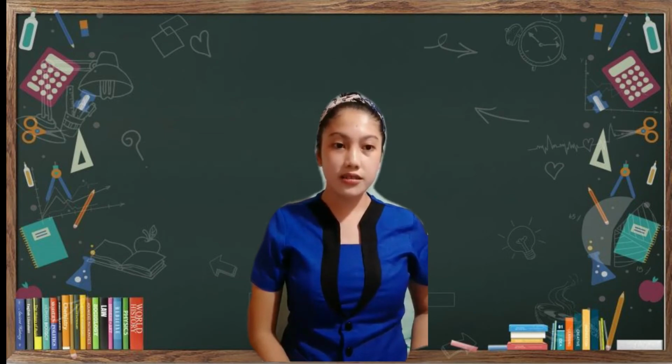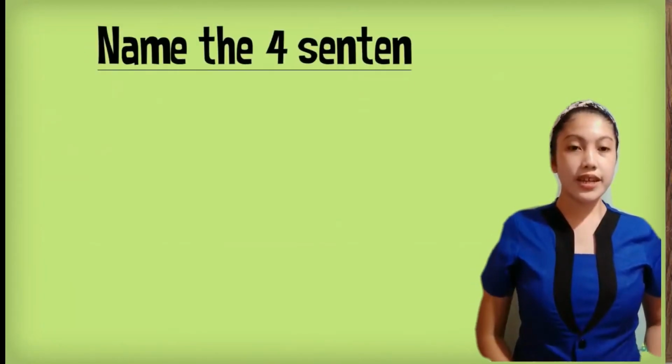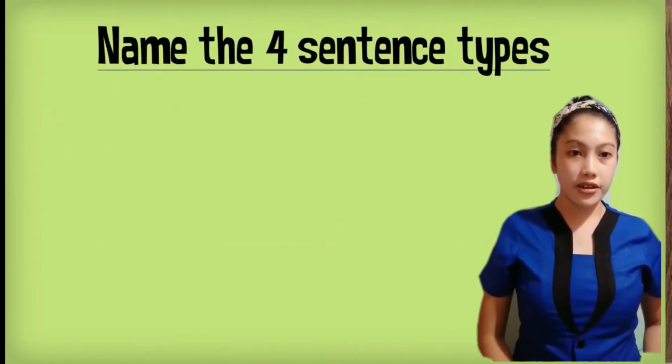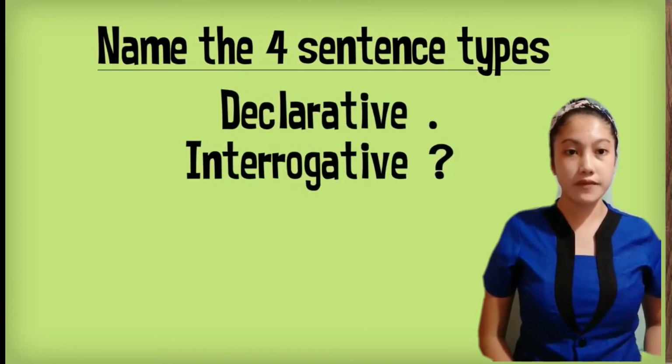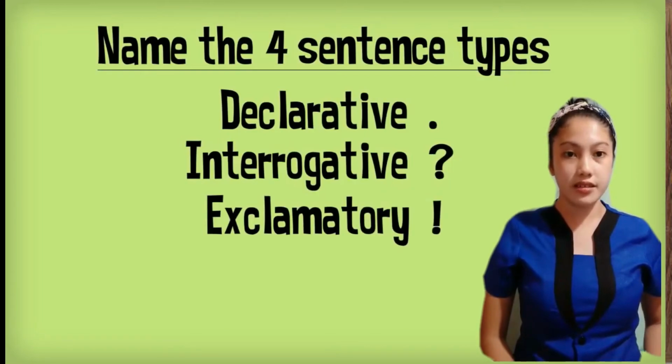Don't get me wrong, it's not really that important. But after I tell you what the 4 types of sentences are, I'll explain why it matters. So the kinds of sentences, class, are the declarative, imperative, interrogative, and exclamatory sentence.